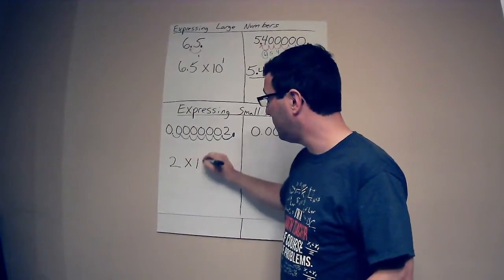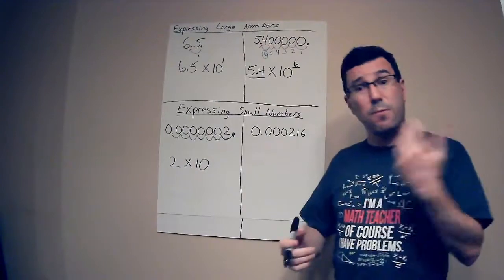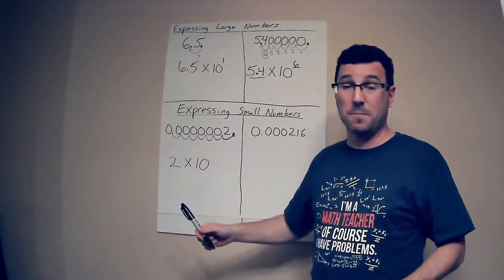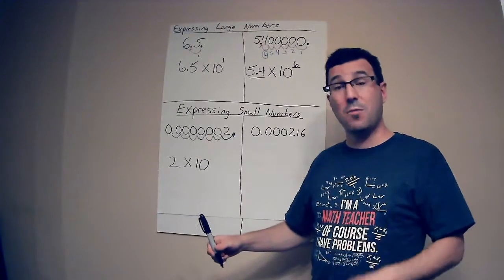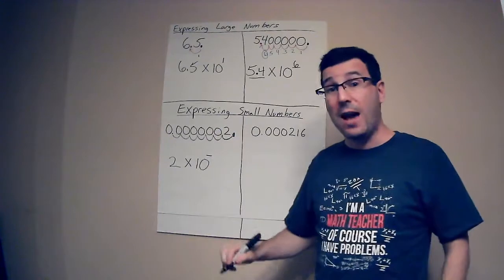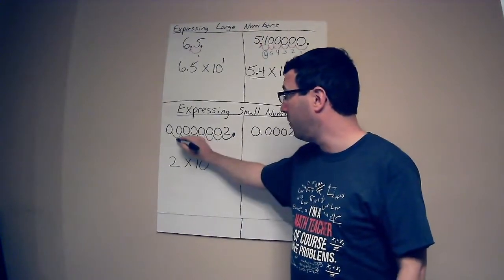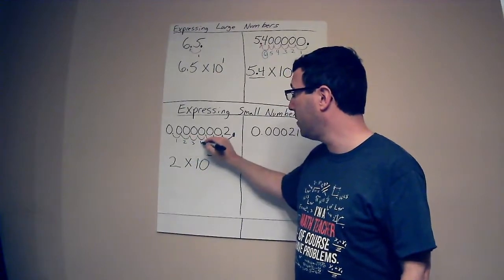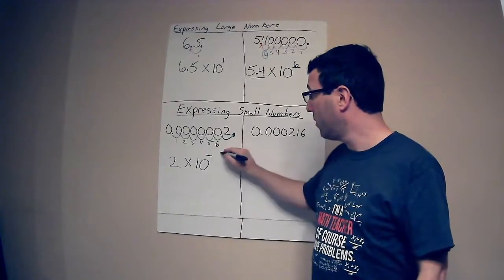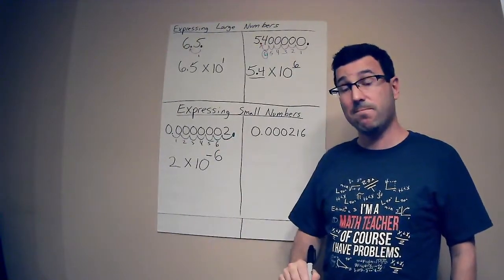Times 10, and now I need my exponent. Well, first off, I have to remember, this is a very small number, and very small numbers have negative exponents for their powers of 10. So I have to write that negative down. Now I can start counting. I moved it 1, 2, 3, 4, 5, 6 places. So this is 2 times 10 to the negative 6.